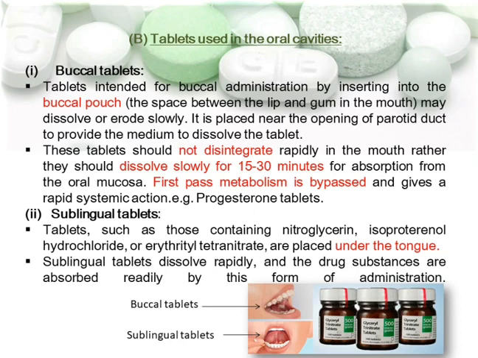Next is sublingual tablets. Examples of these tablets are nitroglycerin, isoproterenol hydrochloride or erythrityl tetranitrate. These are placed under the tongue. Sublingual tablets dissolve rapidly and the drug substances are absorbed readily by this form of administration. You can see in the figure.